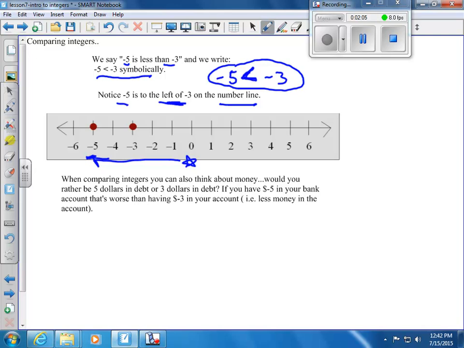I personally like to, when I'm comparing integers, just think about money. Would you rather be $5 in debt? Think about negatives where they're used in the real world. Below 0 temperatures, below 0 altitude, below sea level. Debt, those are some very common areas where you see negatives in the real world. So, would you rather be $5 in debt, or would you rather be $3 in debt? Well, if you have -$5 in your bank account, that's worse than having -$3 in your bank account. They're both bad, but -5 is less money than -3, right? So if you just think about money, chances are you'll get the right relationship.